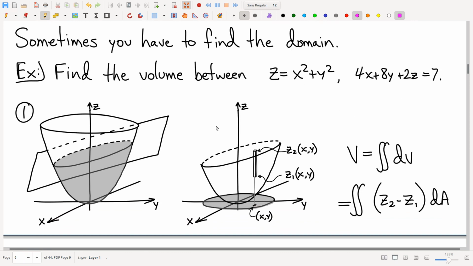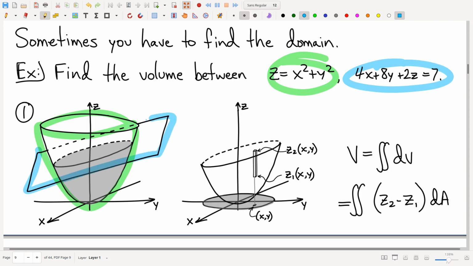Sometimes the domain is just not given. Easy example here, I have a couple of surfaces. This one and this one is some sort of a plane, whatever, not to scale. I'm looking for the solid that's between those two surfaces. There's, of course, only one finite amount of volume in between those two surfaces. That's kind of right there, but I like to look at it separately over here. Okay, cool. So far, everybody happy?